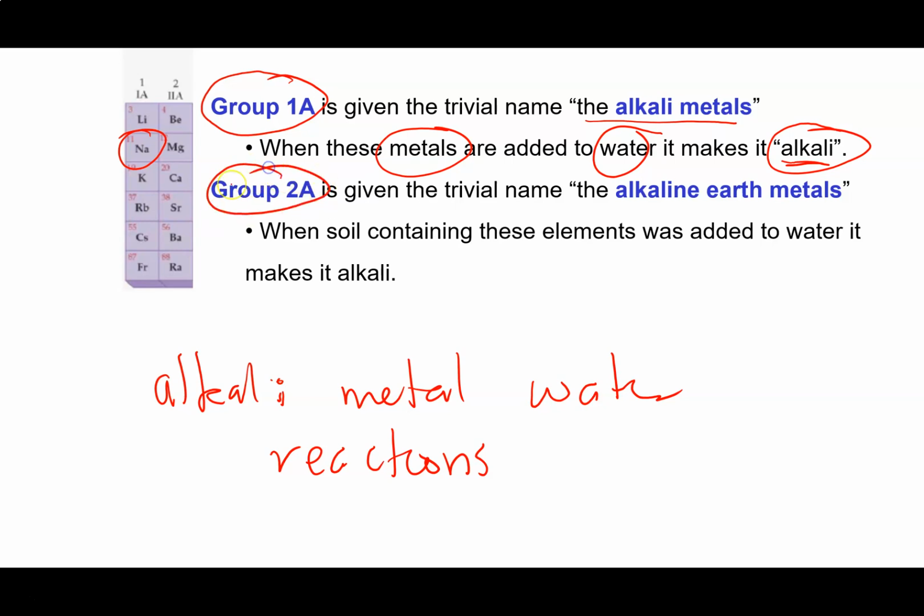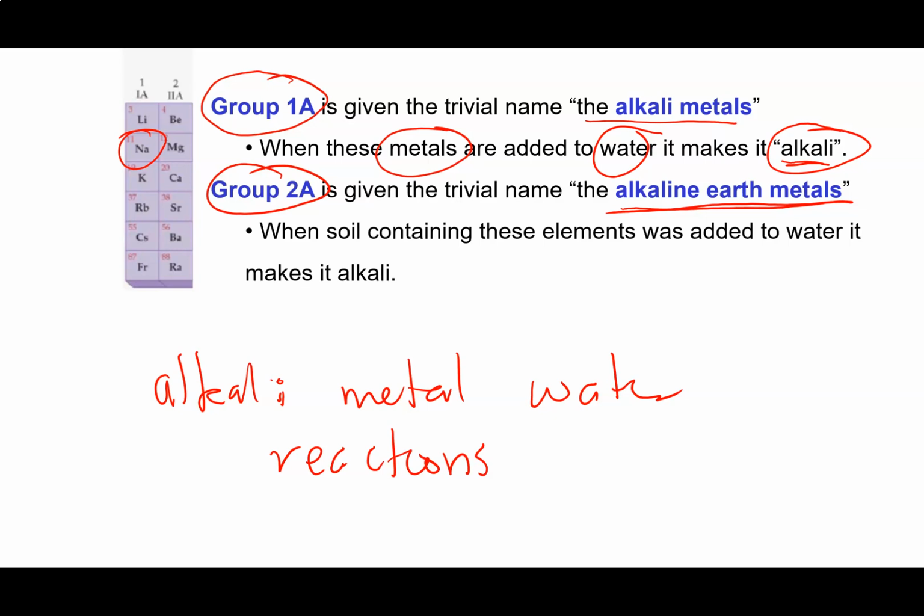Now, group 2A, the elements that are in that group are given the name the alkaline earth metals, because it was found that if you found soil that contained these elements and you added it to water, that made it alkali as well. So you could put the dirt containing these elements into water and it made it alkali. And so these were elements that were found in alkaline earth. All right, so pretty easy, the alkali metals and the alkaline earth metals.